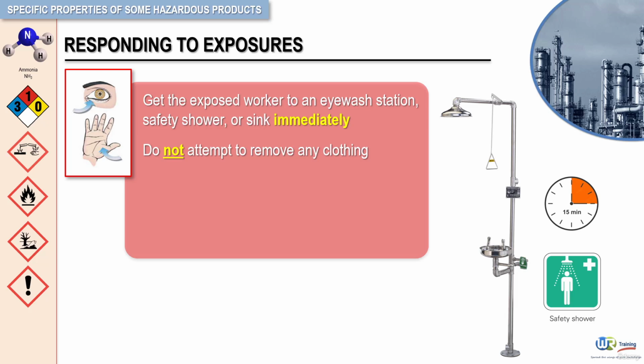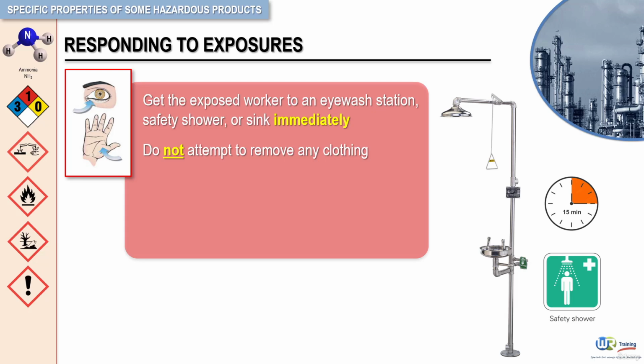If ammonia has entered the eyes, make sure to hold the eyelids open while flushing with a large amount of water for 15 to 20 minutes. Now, of course, needless to say, you must know where the safety shower and eye wash stations are located in your workplace. You must be able to find and operate them even with your eyes closed.